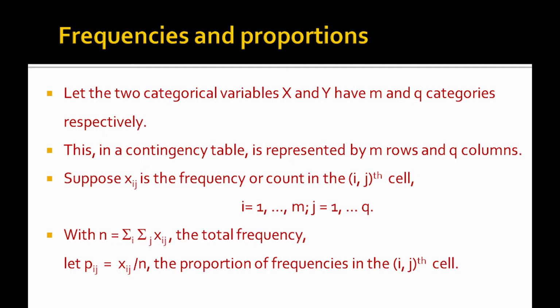Let n equal the summation over i and summation over j of x_ij. So n actually gives us the total frequency of all the individuals in the study. We define x_ij by n as p_ij, which is the proportion of frequencies in the ij cell. So p_ij gives us the proportion in the ij cell for this whole table. Okay, so it's a proportion that is actually calculated over all n individuals.